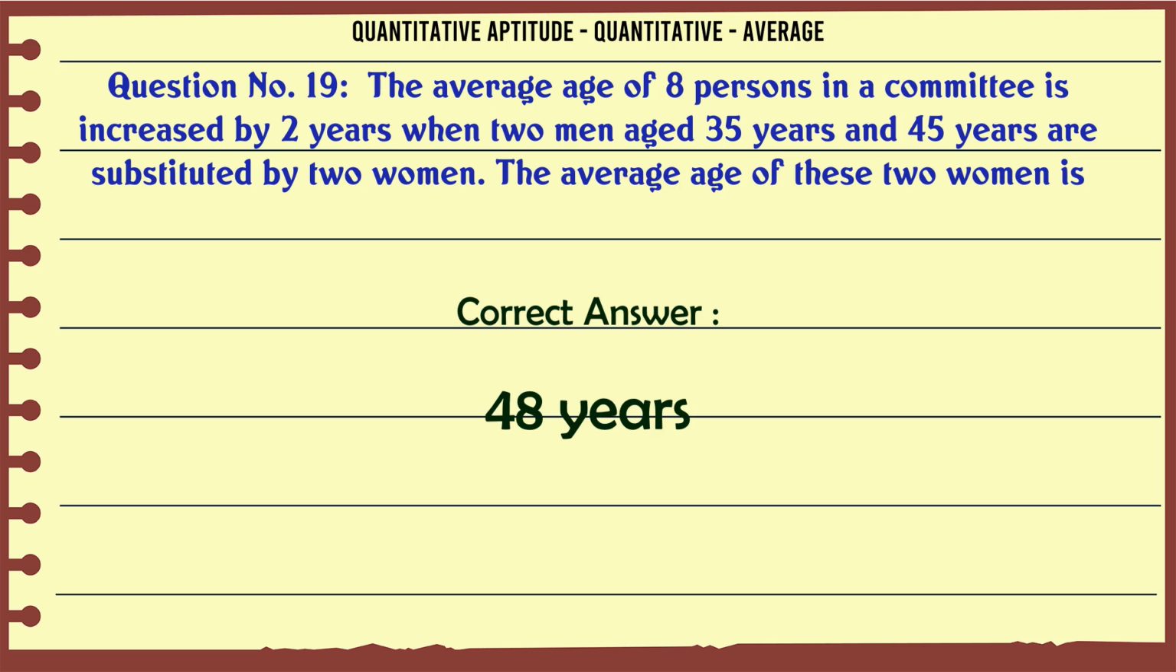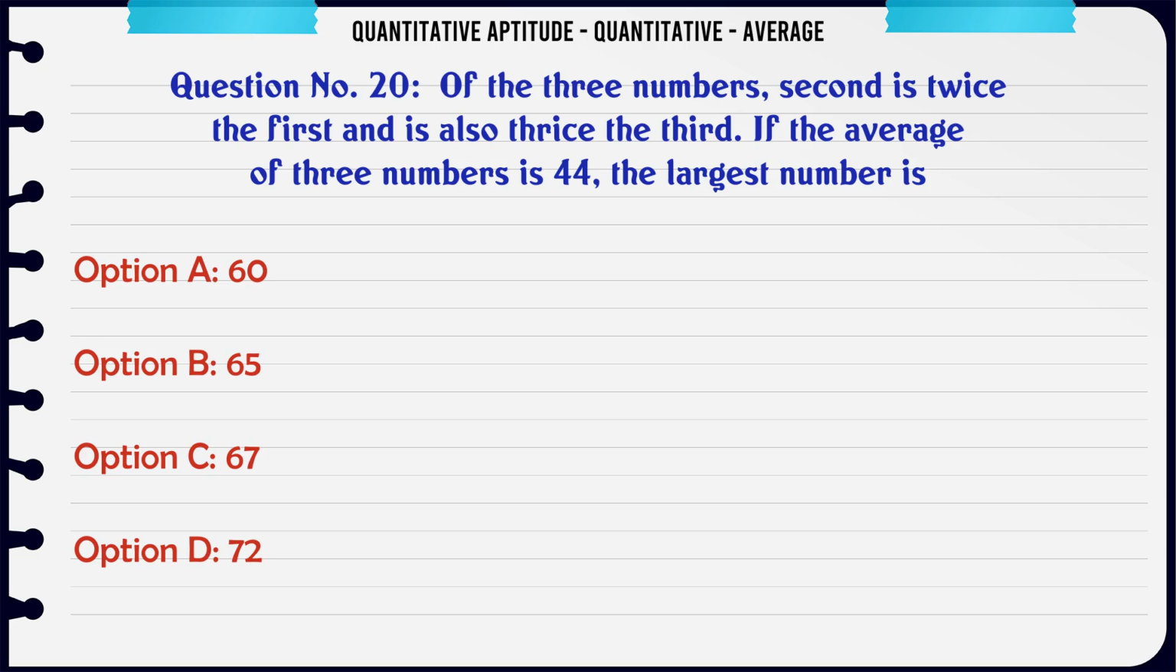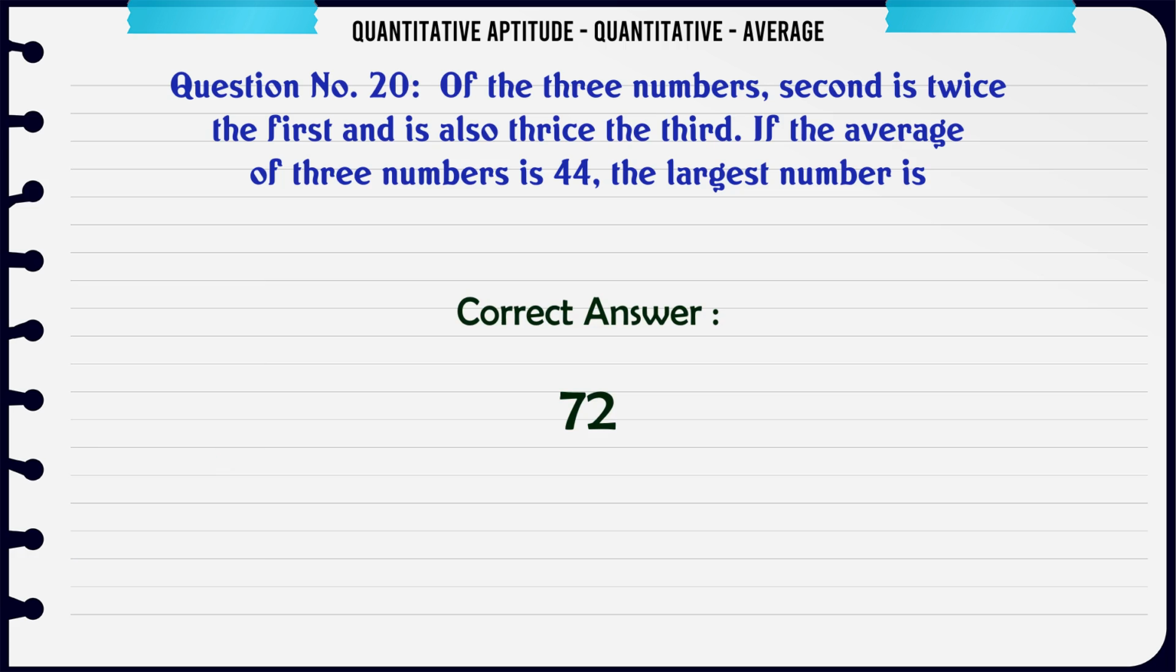The correct answer is 48 years. Of the 3 numbers, the second is twice the first and is also thrice the third. If the average of the 3 numbers is 44, the largest number is A 60, B 65, C 67, D 72. The correct answer is 72.